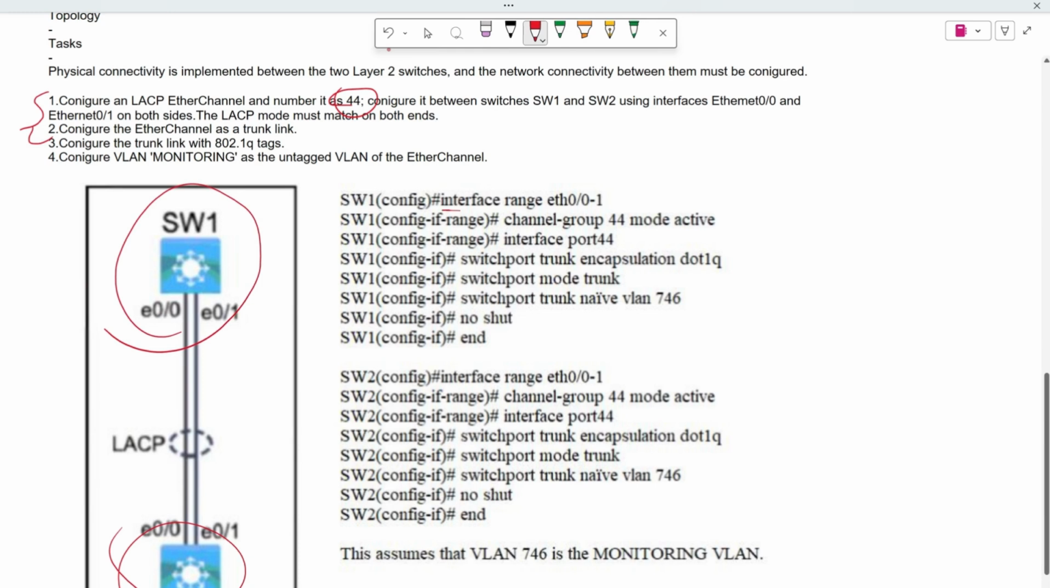First, we configure these two interfaces together, interfaces 0-0 and 0-1, and then add them to an aggregation group. According to the requirements, the aggregation group must be 44, and then I use this active mode. This way, if both sides are set to active, they'll negotiate automatically, or if one side is set to passive, it will also negotiate automatically. But if both sides are set to force mode, there won't be any negotiation. Oh, but if both sides are set to force, it can still be established successfully. However, if both are passive, then it can't be established.